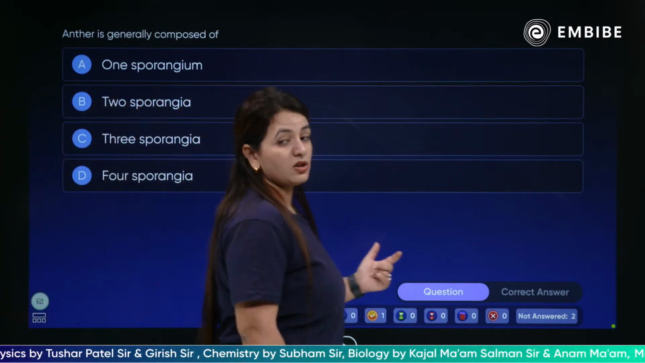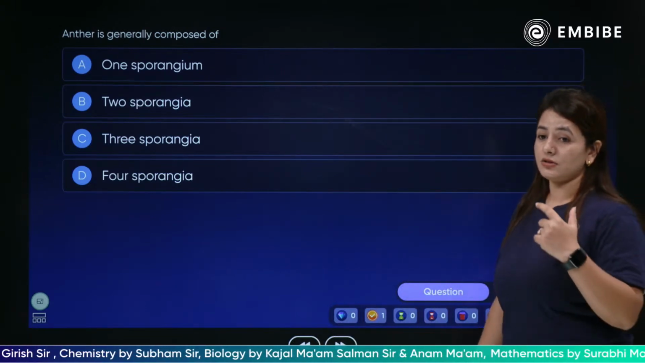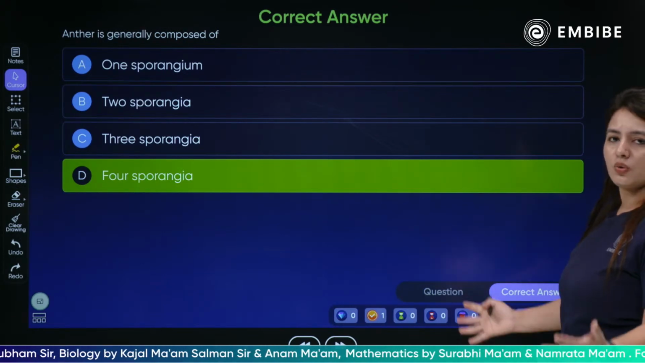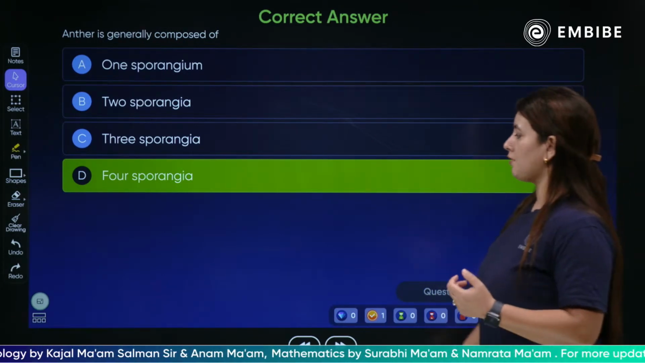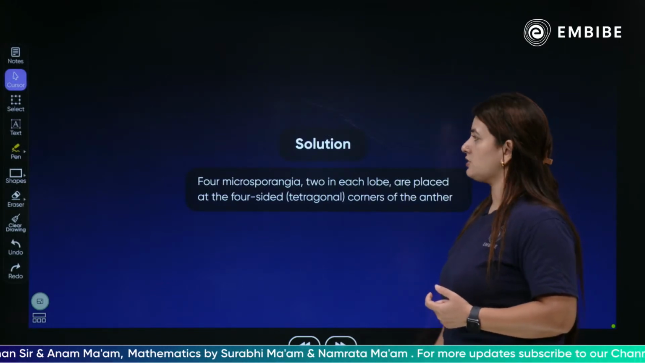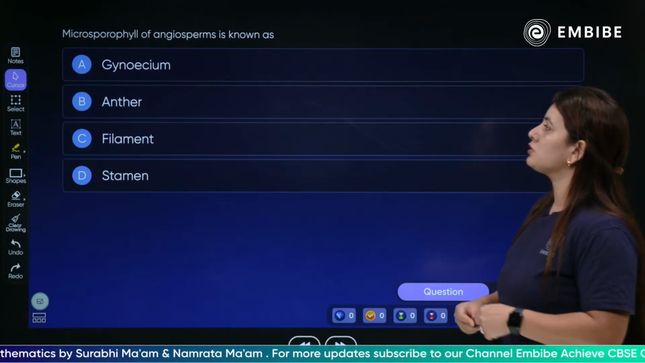Yes, this is so easy. Just now we explained the anther is a bilobe structure, consists of 4 sporangia. Just now we have discussed there are 4 sporangia, 2 in each lobe. Yes or no? Next, microsporophyll of angiosperm is also known as what?